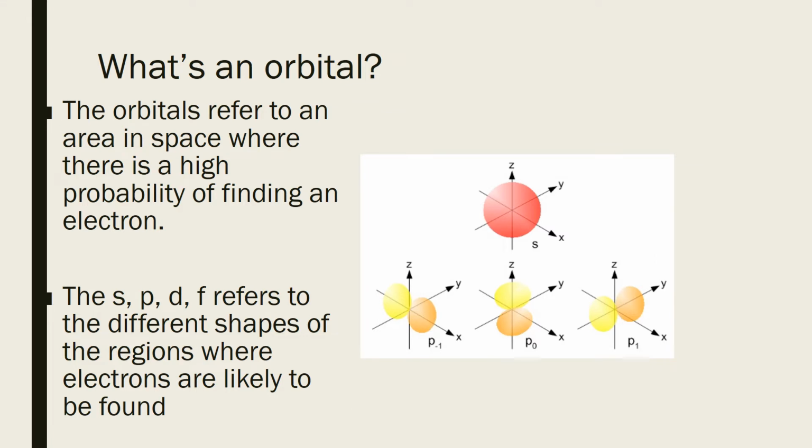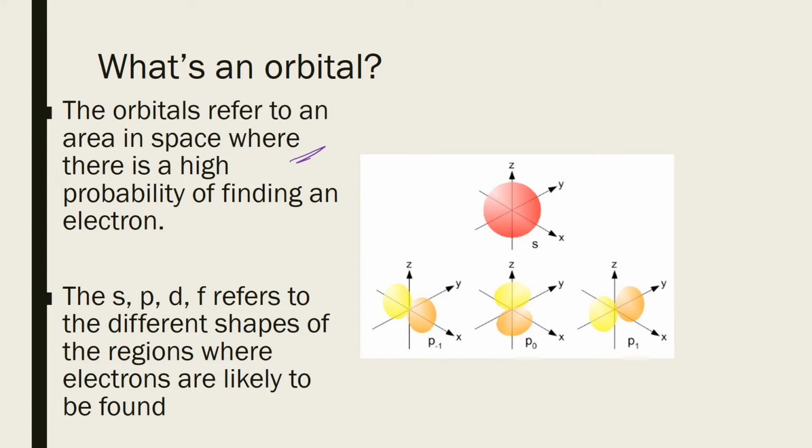Just real quick, what is an orbital? An orbital refers to the area in space where there's a high probability of finding an electron. And then the S, P, D, and F refer to different shapes. I like to explain high probability this way: you are supposed to be in a certain classroom during a certain class period.